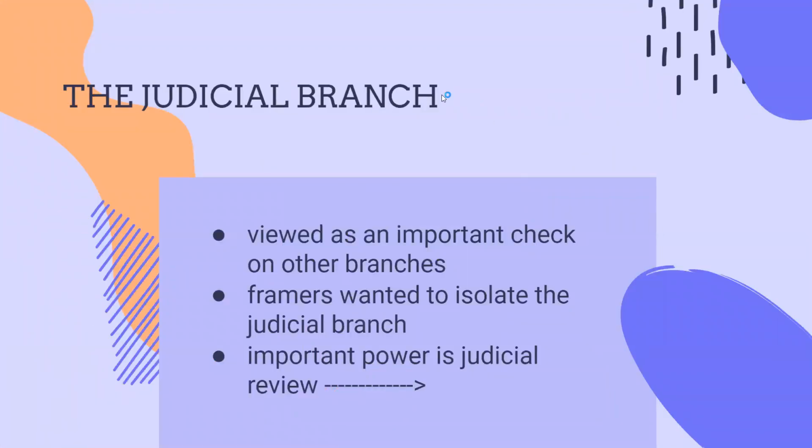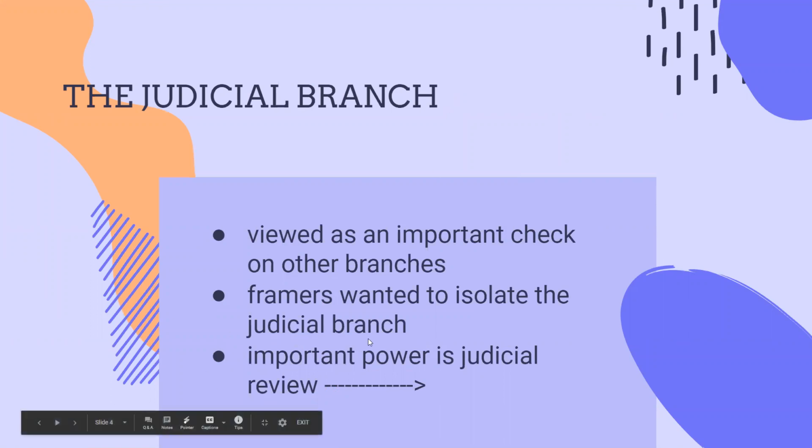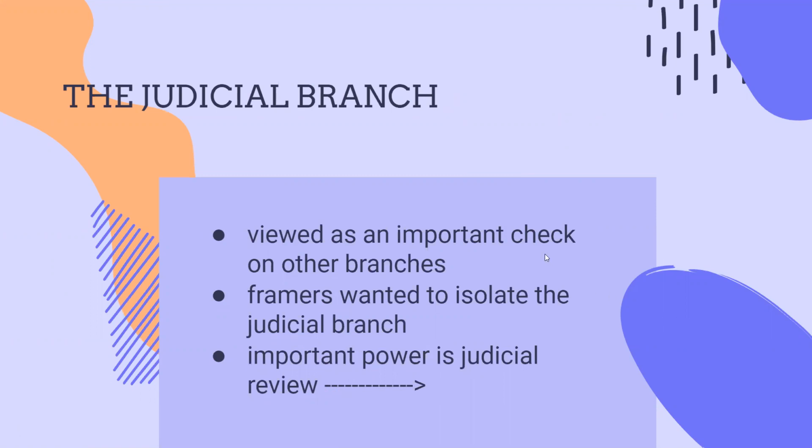So the judicial branch is viewed as an important check on the other branches, mainly because they have judicial review, which we'll talk about in the next slide. And the framers wanted to isolate the judicial branch from the political world. So instead of being Democratic and Republican, the judges are considered conservative or liberal.